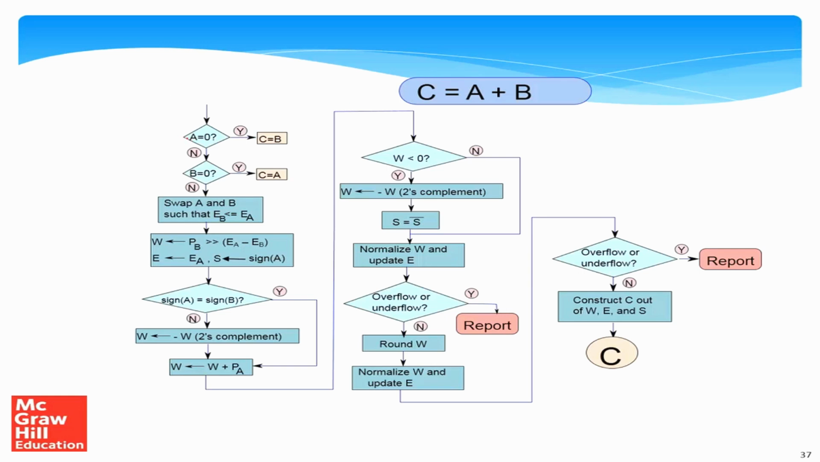The first check that we should probably do is check if A is 0. If A is 0, it's a simple case. The result is equal to B. If that's not the case, we can check if B is 0. If B is 0, again it's a simple case, so we can set the result to A and move forward. Then we need to swap A and B such that EB is less than or equal to EA, or EA essentially has the higher exponent, right? So we need to ensure, without loss of generality, that EB is less than or equal to EA. If that's not the case, we'll just swap A and B.